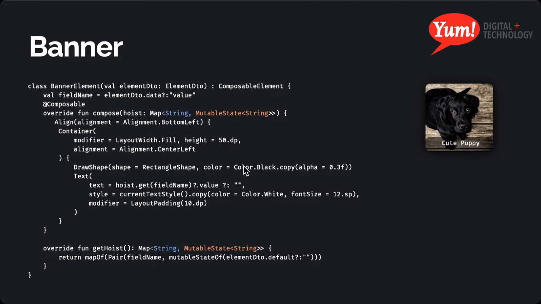And there's another thing called getHoist. If you notice in the getHoist, all I'm doing is just passing a mutable state of the key and the value, which the value here is just the default value for this text view. Cute puppy is the text I'm getting from the server side, so I want to draw that.